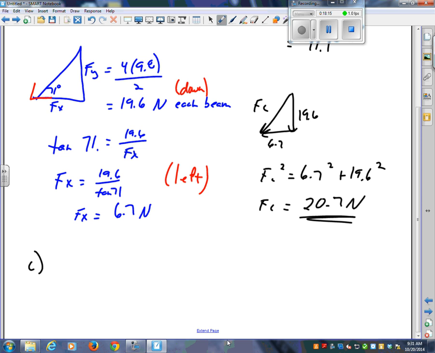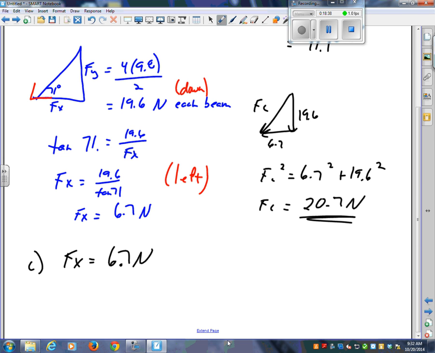And C, I think we've already done. What outward force do the two beams exert on the well's wall? Outward force. How much are they pushing out? Well, aren't they talking about the Fx there? Okay, outward force: 6.7 newtons.